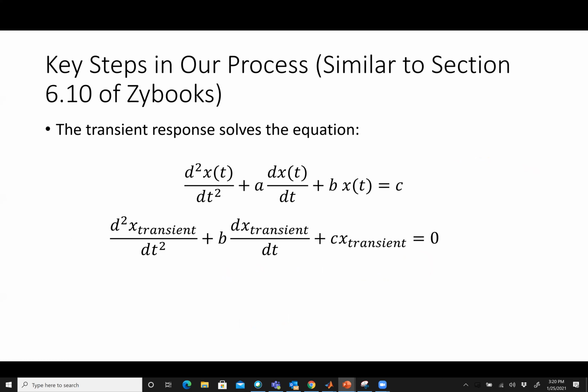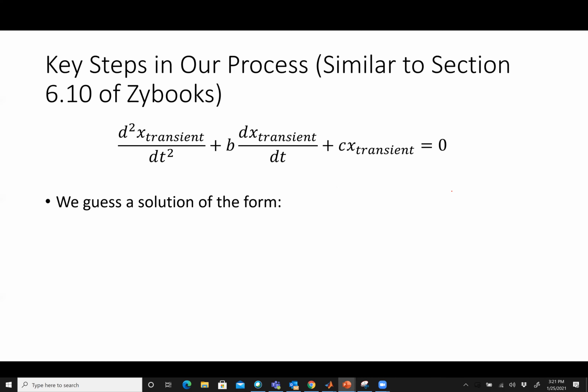And to find the transient response, we always say, take the original equation and replace that c with a zero. That's the equation it solves. And when we have that type of equation, we always guess a solution of the form x transient of t equals K e to the st, where K is not equal to zero. I guess that, okay?